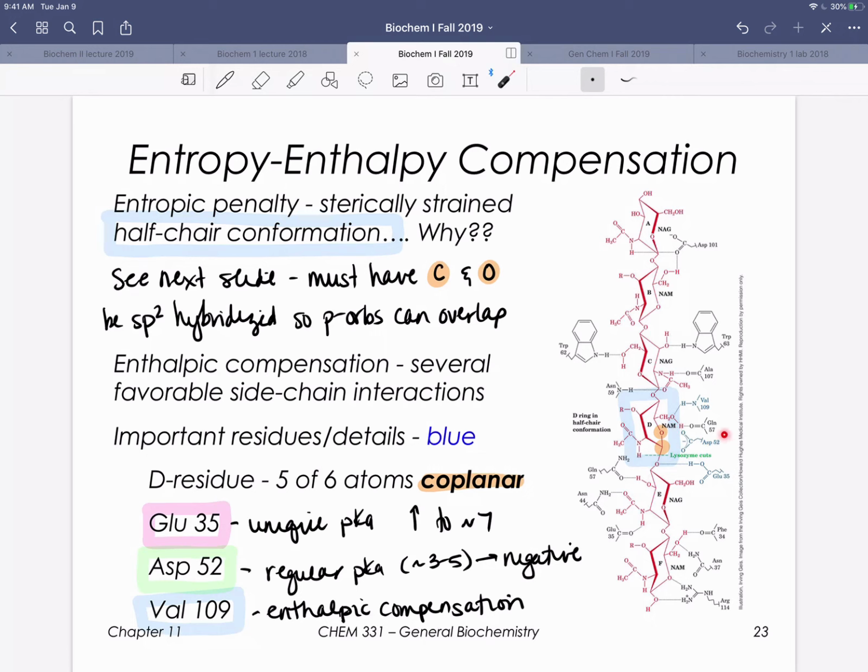So this aspartic acid residue has its regular pKa. It's going to be negatively charged, which actually makes it a better nucleophile. We're going to see that it's going to form a covalent bond with this carbon atom here. So we'll see that in a couple of slides. And then this valine residue that we talked about, this is actually not the side chain of valine, but the backbone atoms of valine that are going to facilitate this enthalpic compensation to stabilize this half chair.